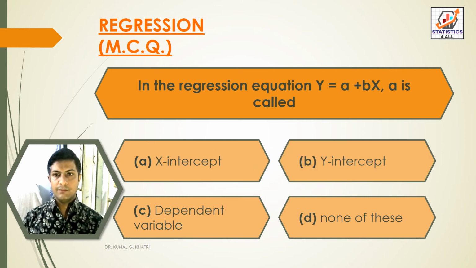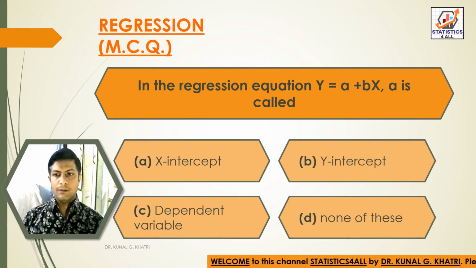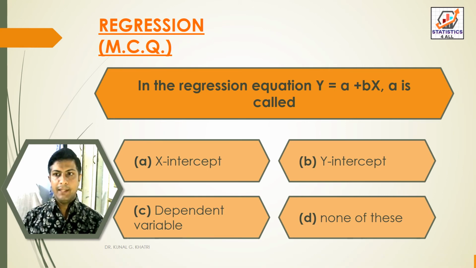Next question. In the regression equation y is equal to a plus bx, a is called option A x intercept, option B y intercept, option C dependent variable, option D none of these. So here we have answer option B, y intercept. In the regression equation y is equal to a plus bx, a is called y intercept.